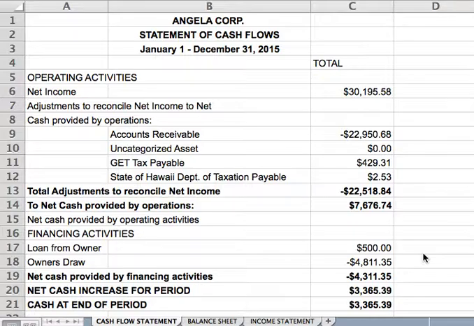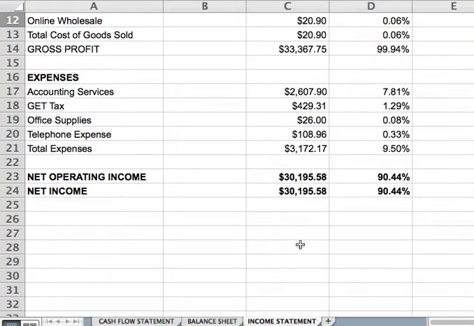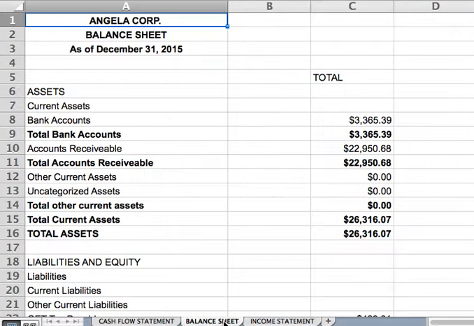A cash flow statement covers a span of time and is dated the same as the income statement. Generally, a cash flow statement is reviewed along with the income statement and balance sheet.